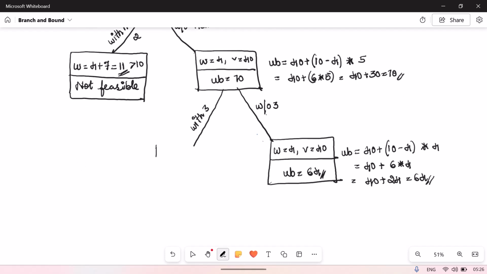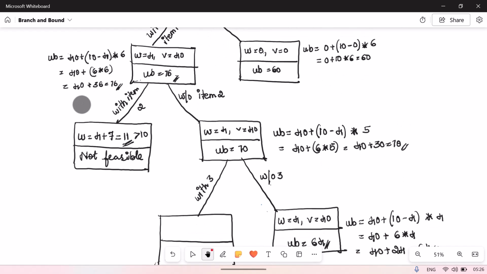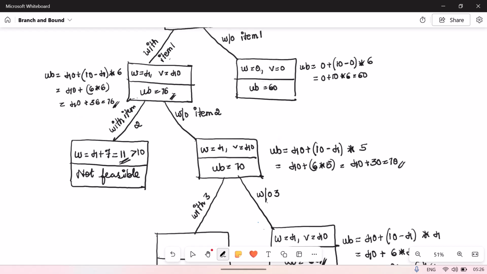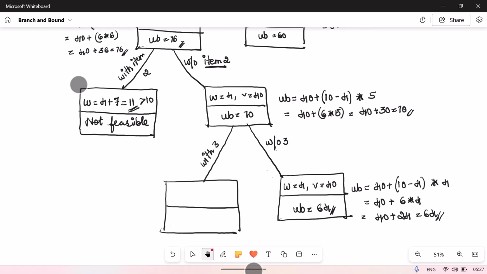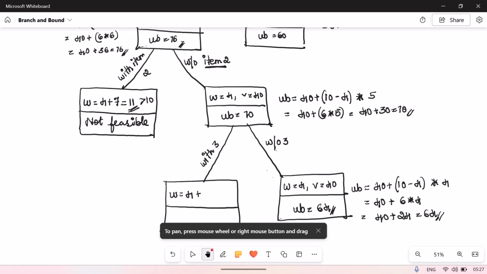Now let us consider with. Okay, let us consider with. See, remember, item 1 is there. Now, without item 2, so item 2 is not included with the item 3. So, item 1 and item 3's weight should be included. So, item 1 is 4 and item 3's weight, wait, let us consider item 3.